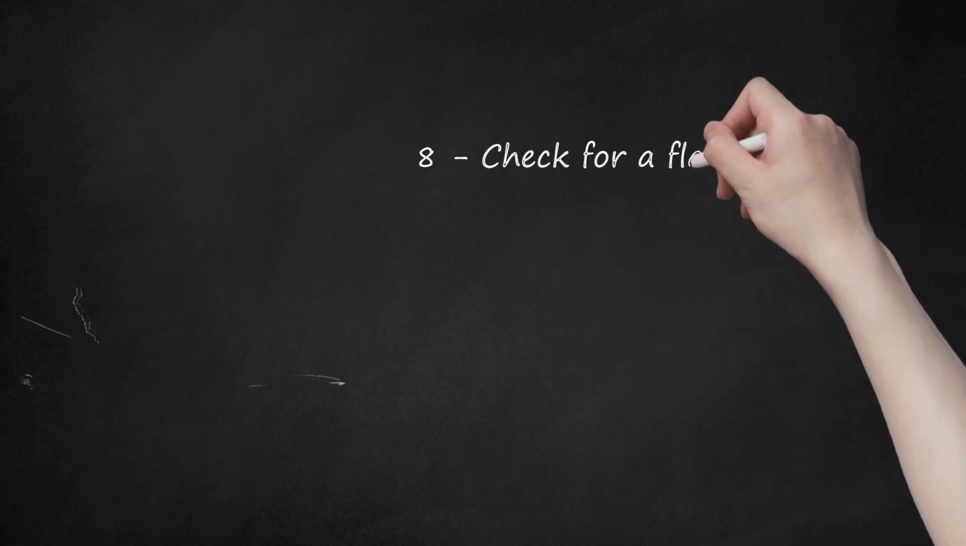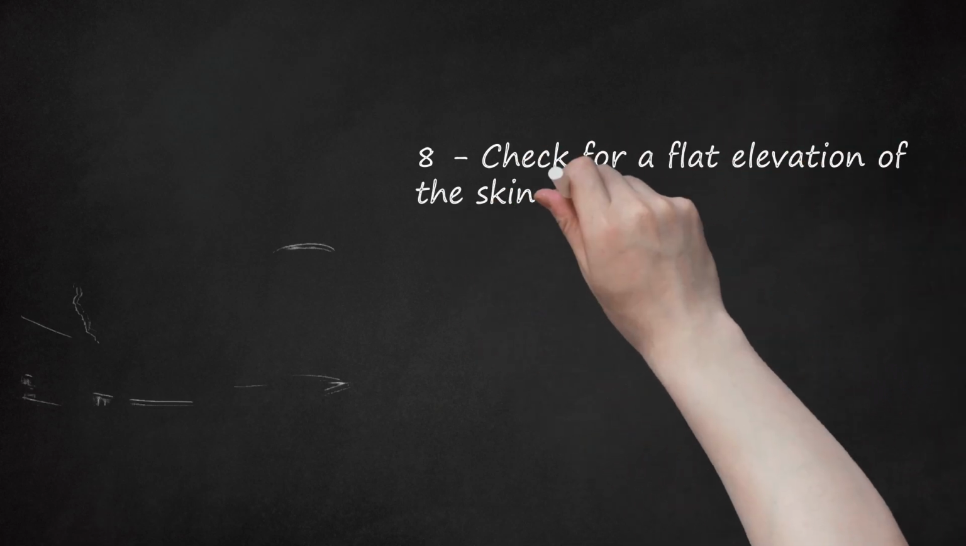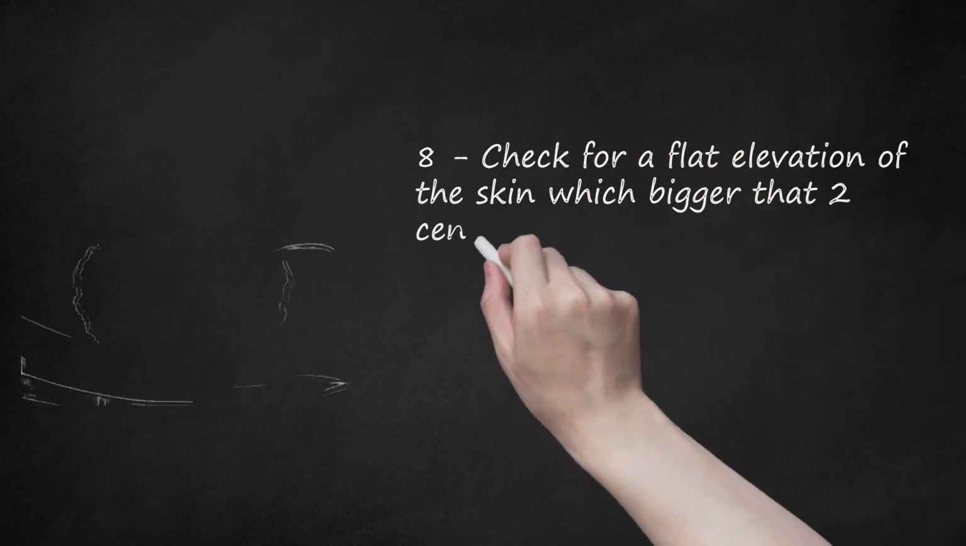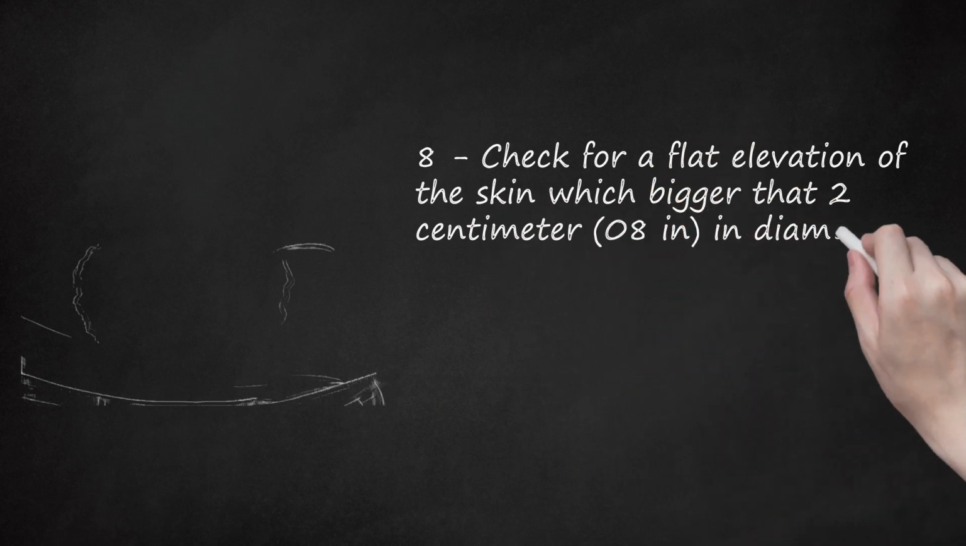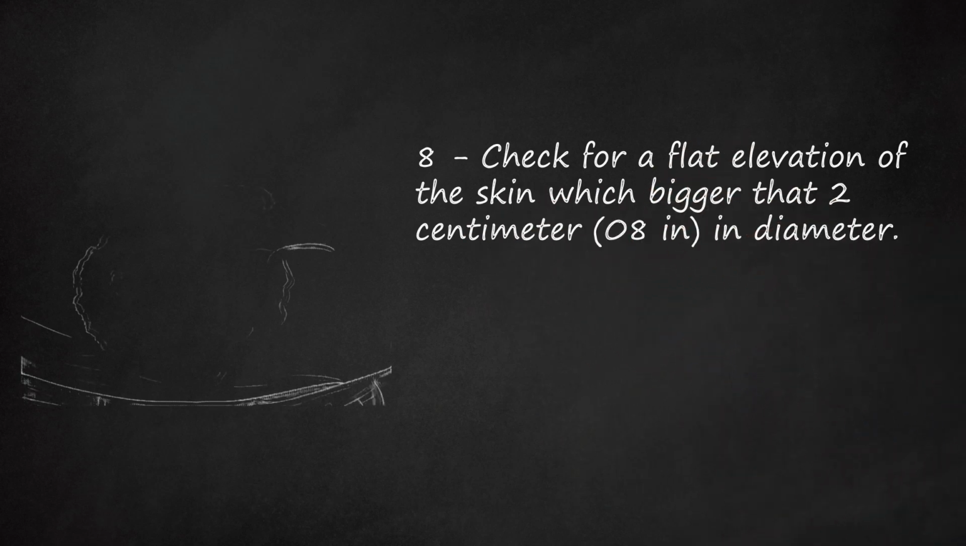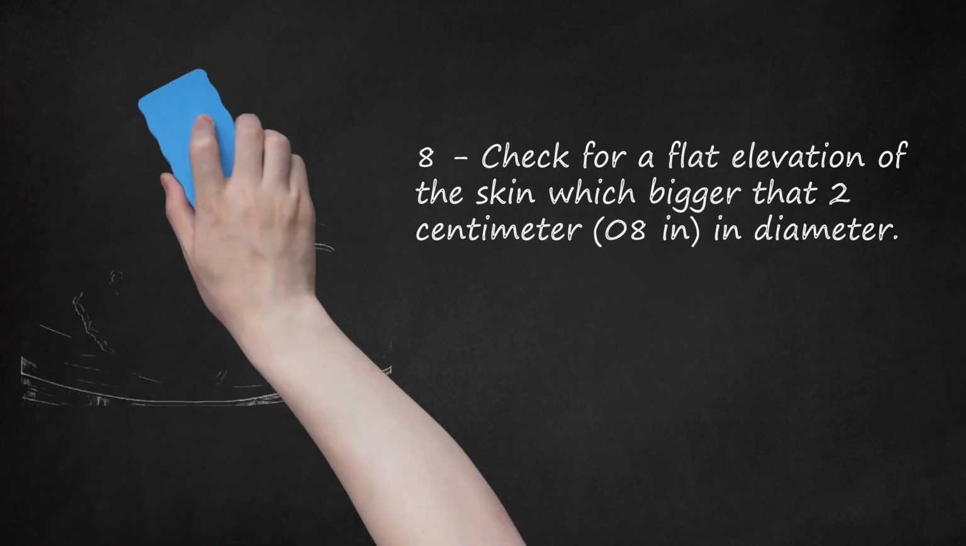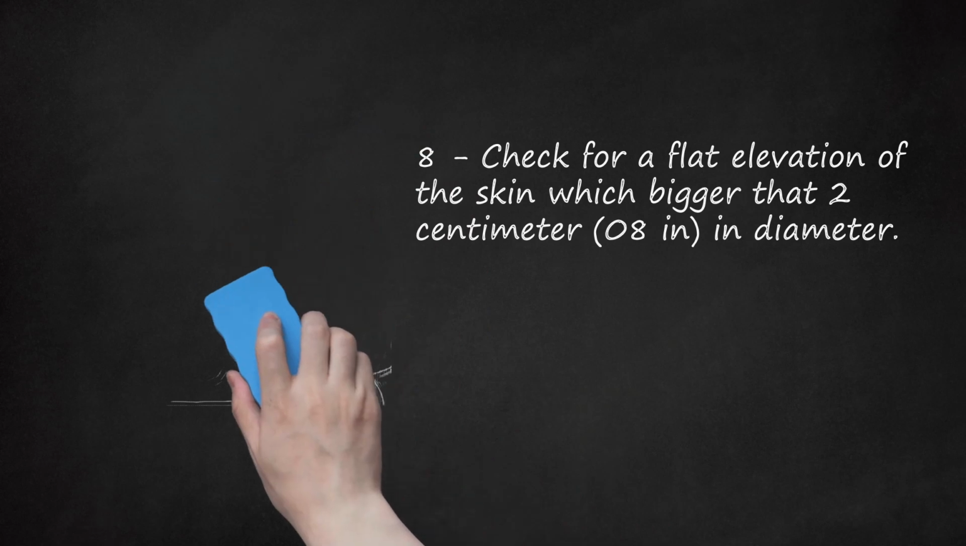8. Check for a flat elevation of the skin which is bigger than 2 cm, 0.8 in, in diameter. This is a plaque. It can be considered as a type of papule which is extended. Examples of diseases which are manifested clinically by plaques are the malignant skin condition of mycosis fungoides, in addition to one type of psoriasis, which is plaque psoriasis.